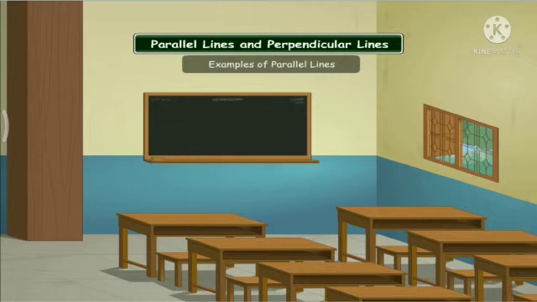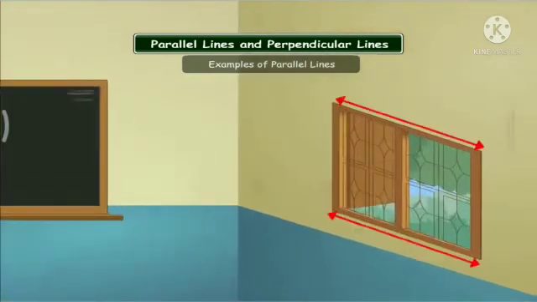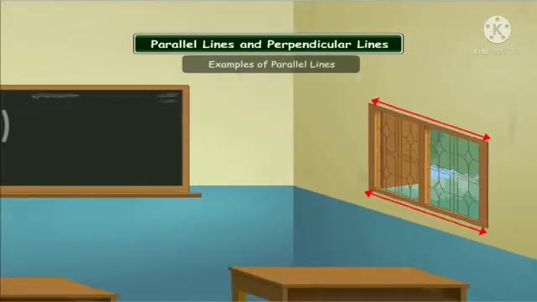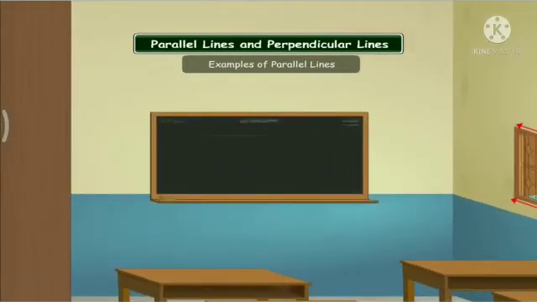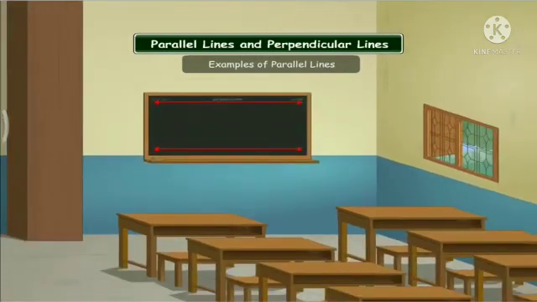Now let's see examples of parallel lines. What can you see in this picture? Can you see parallel lines? Yes, we can see parallel lines. You can see the parallel lines on the pillar. Then you can see parallel lines on the window, the opposite edges of the window. Then you can see parallel lines on this blackboard. Again the opposite edges, opposite sides. So these are all examples of parallel lines. Parallel lines means lines which do not intersect each other.